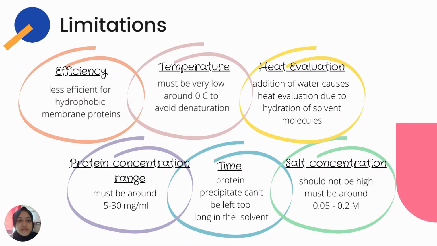Some limitations of precipitation by organic solvent: in terms of efficiency, it is less efficient for hydrophobic membrane proteins. The temperature must be very low, around 0 degrees C, to avoid denaturation. It also causes heat evaporation from addition of water due to hydration of solvent molecules. The protein concentration range must be around 5 to 30 mg per ml. The protein precipitate should not be left too long in the solvent, and the salt concentration should not be high, which must be around 0.05 to 0.2 molar.